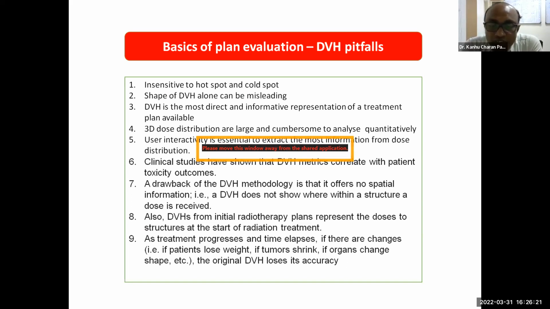Also, DVHs from initial radiotherapy plans represent the dose to the structures at the start of radiation treatment. As the treatment progresses and time elapses, if there are changes, the original DVH loses its accuracy. So the main drawback of the DVH is that it is only a graphical representation, and you cannot see the spatial distribution.